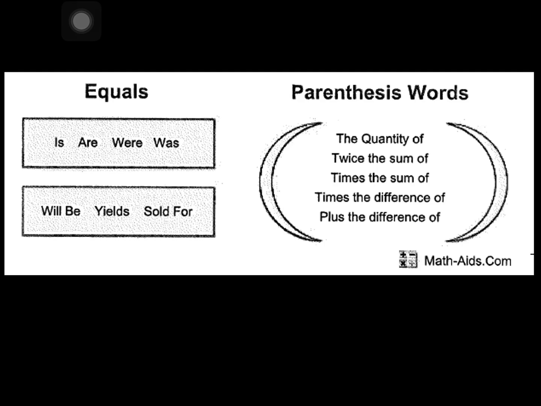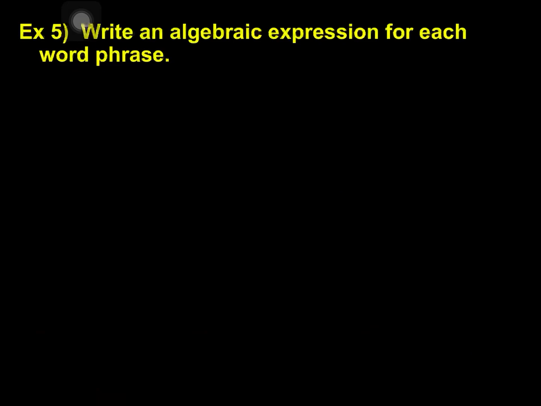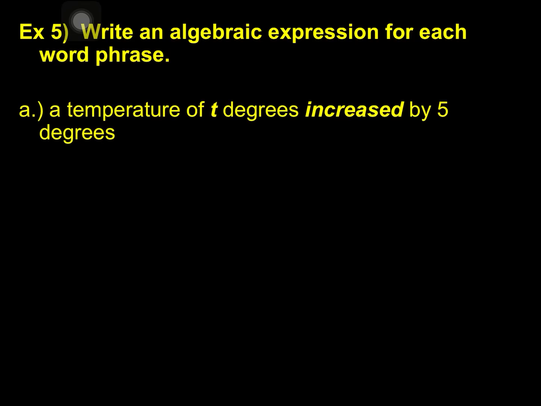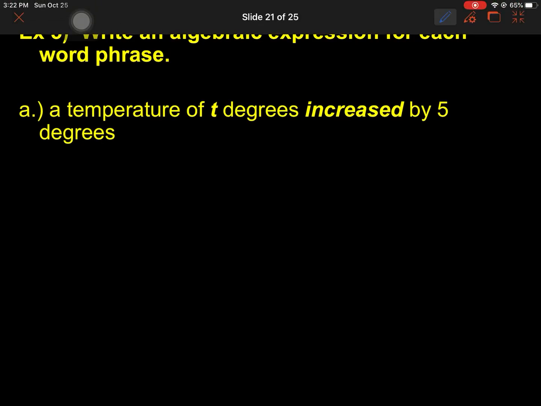All right, so now what we're going to do is write some phrases. We're going to write the algebraic expression for each word phrase. So in this case, we have the temperature T is increased by 5. Well, when I hear increased, I think plus, and so when we write this, the expression would be T plus 5. You don't need the arrow in there. You guys would write T plus 5, and that's it.